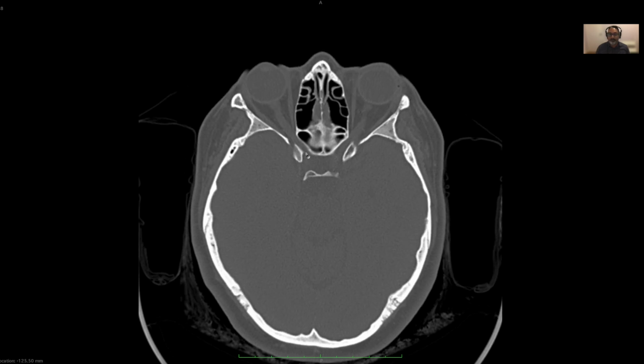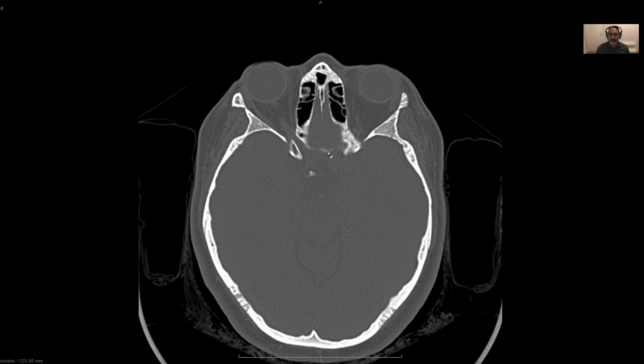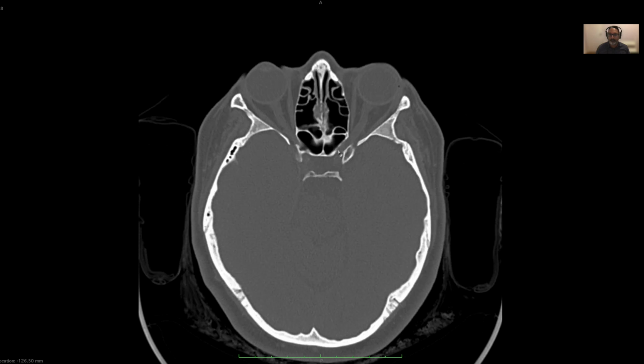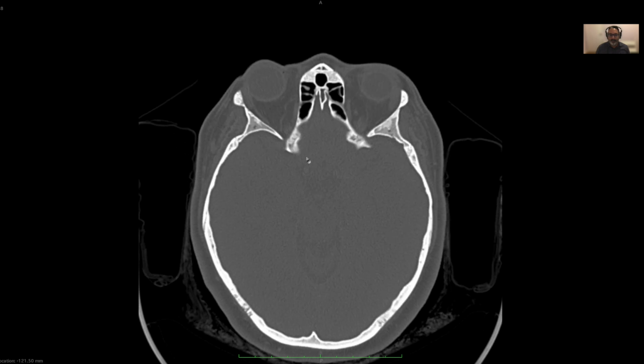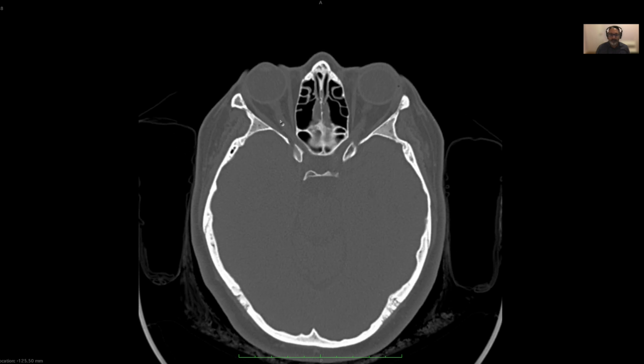All right, so right next to it, you can see this foramen here. And if I just move up and down, this one. Can you see there's something going through there that's going into the eyeball? That's the optic nerve. So what will that be? That's the optic canal. And the optic canal exists in the sphenoid bone. So that's going through the sphenoid bone. So that's the optic canal.